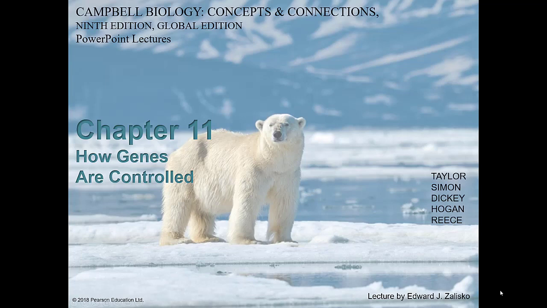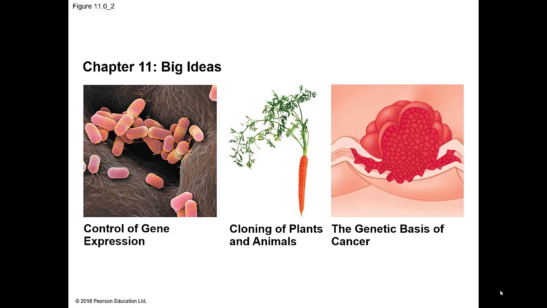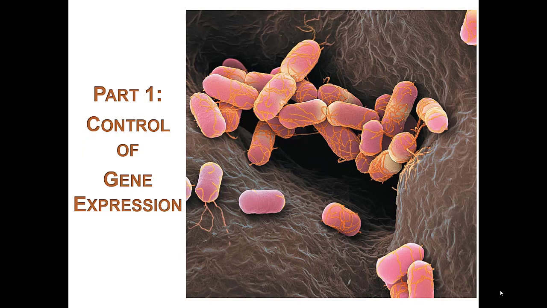Since we are omitting some of the details from Chapter 11, all of Chapter 11 will be in one video. We still have, though, three major ideas we want to cover in Chapter 11. We want to look at how gene expression is controlled. We want to take a brief look at cloning and then the genetic basis of cancer. So this first part takes a look at the control of gene expression.